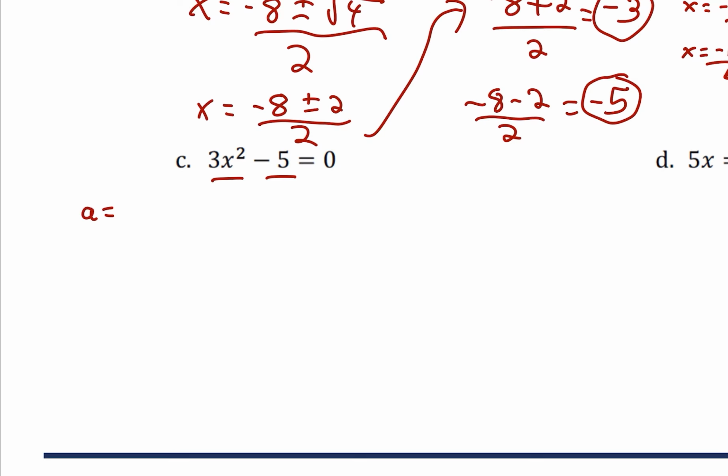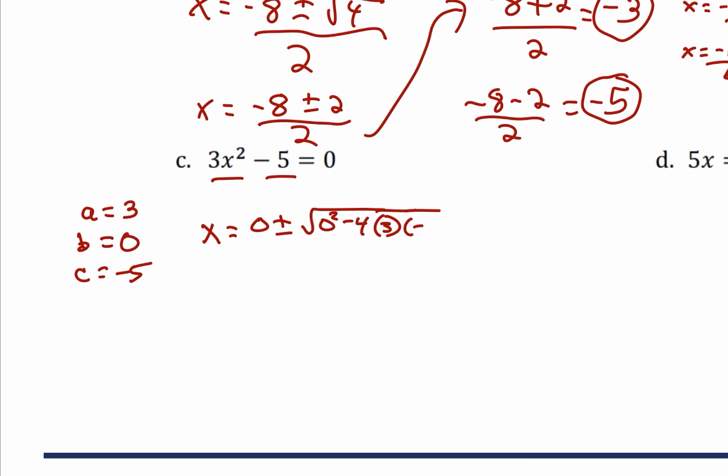So A is equal to 3. I'm just going to write it this time because it's a little bit tricky. B is equal to 0 because there's no x term, and C is equal to -5. So x is equal to, it's basically going to be a 0 because negative b is still 0. So it's 0 plus or minus the square root of b squared, which is 0 squared, still going to be 0, minus 4 times 3 times -5, all over 2 times 3, which is going to be 6. So I'm just going to put 6 in the denominator.